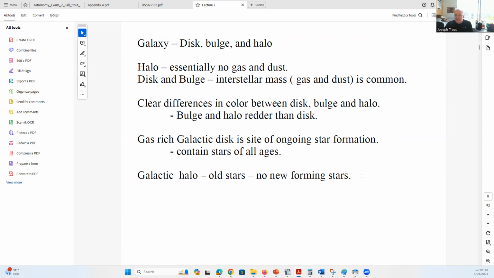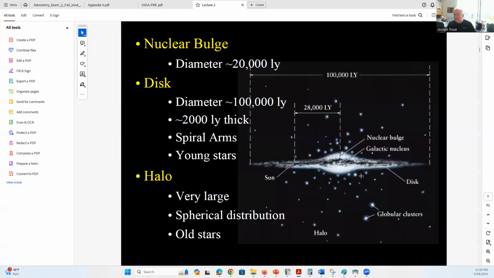The gas-rich galactic disk is the site where we have ongoing star formation happening, and it contains stars of all ages. There's also a galactic halo where there are old stars and there are no new stars forming.